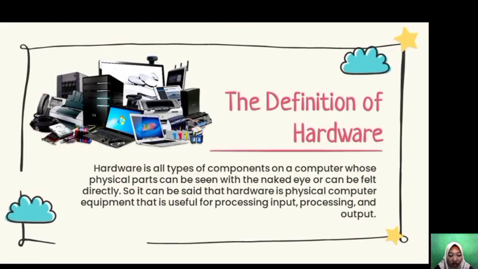The definition of hardware. Hardware is all types of component on a computer whose physical part can be seen with the naked eye or can be felt directly. So, it can be said that hardware is physical computer equipment that is useful for processing input, processing, and output. Some of them, such as RAM, CPU, mouse, keyboard, scanner, monitor, printer, and many more.